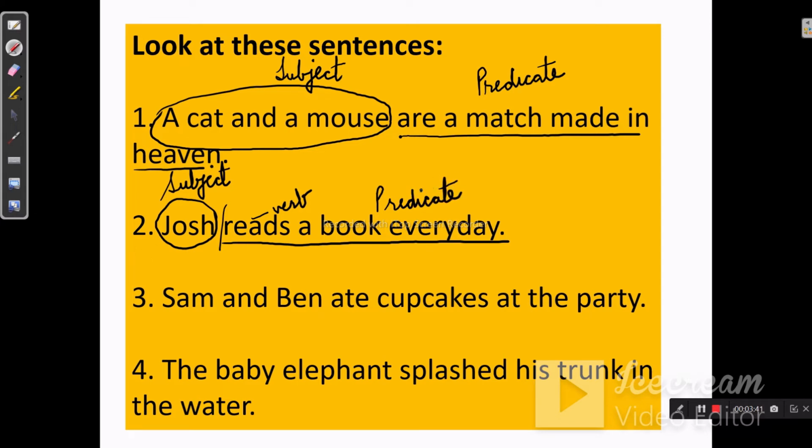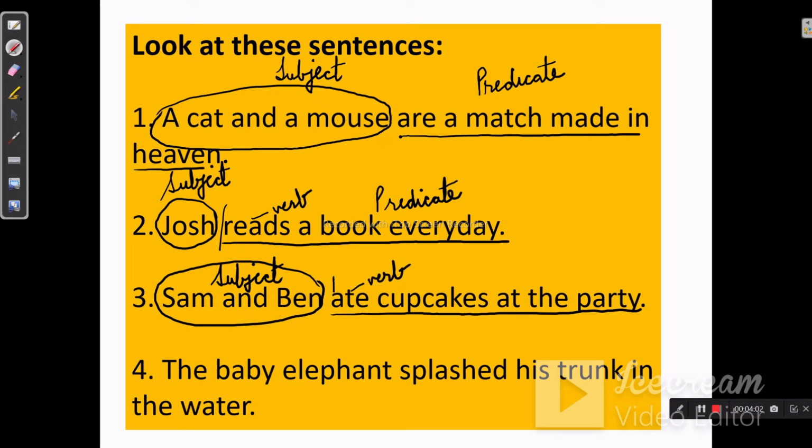Now let's see the third sentence. Sam and Ben ate cupcakes at the party. Who ate cupcakes at the party? Sam and Ben. So Sam and Ben is subject here. What did Sam and Ben do? They ate cupcakes at the party. So ate is again a verb here, and verb is a part of predicate. So ate cupcakes at the party is predicate.